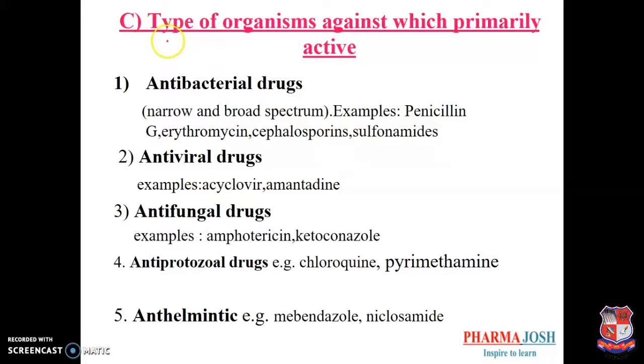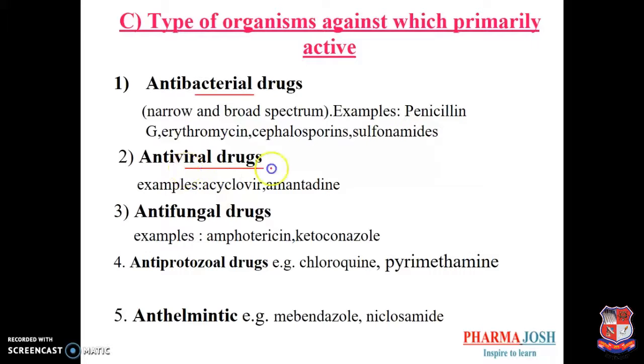Next, the variety of classification is the types of organism against which the drug is primarily active. Suppose the infection is mainly caused by bacteria; during that time we use the antibacterial drug. So according to the causative agent, the drug is selected. This is called the types of organism against the agent. The first one is the antibacterial agent. Narrow as well as broad spectrum types of antibiotics are used. Examples are penicillin G, erythromycin, cephalosporin, and sulfonamides.